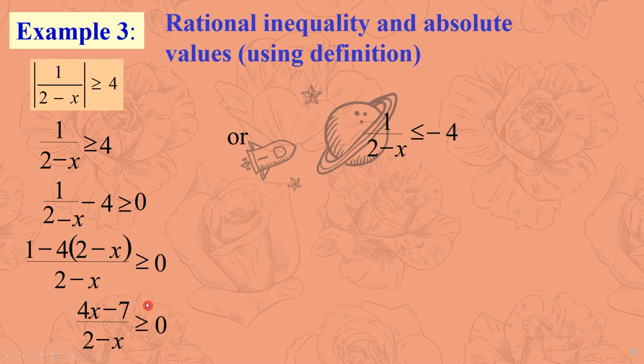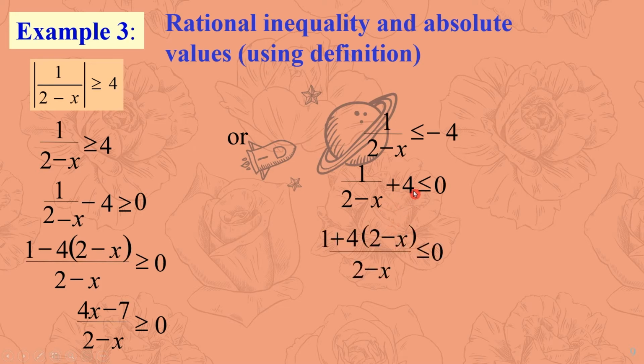Okay, we've done the first part. And let's look at the second part here. Negative 4 we bring to the left, becoming positive. Again we want to equalize the denominator, therefore we expand 2 minus x with 4. So 4 times 2 is 8. 8 plus 1 gives us 9. 9 minus 4 times x will give us negative 4x. So here we have 4x minus 7, and here we have 9 minus 4x.